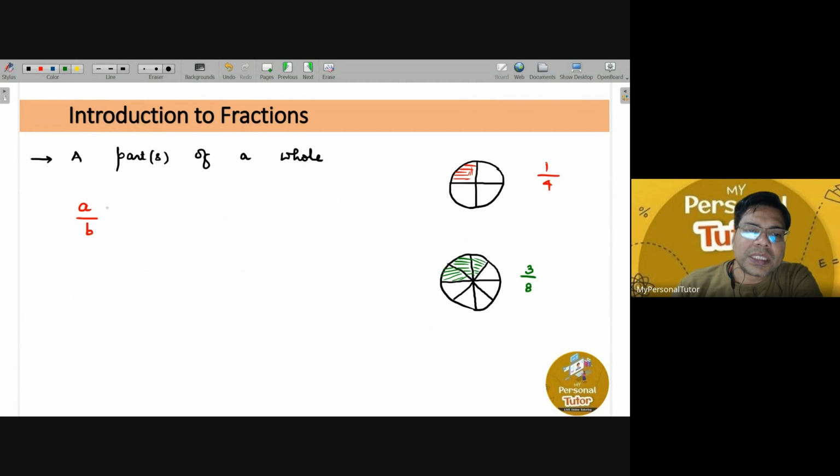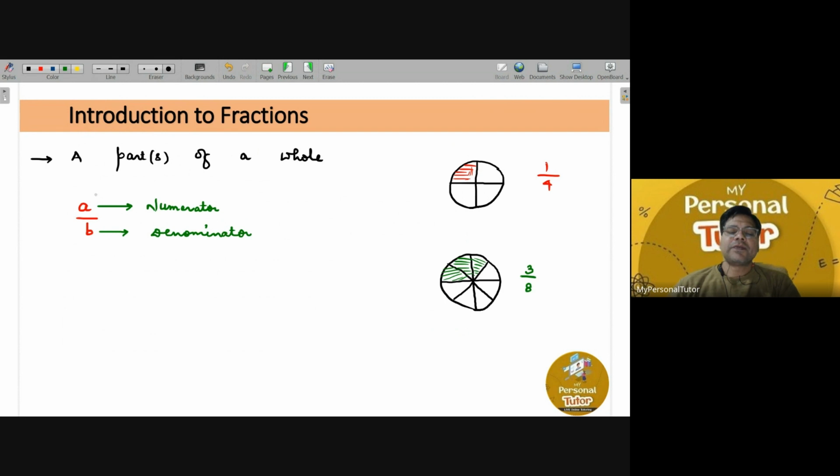Whatever you can see on the top, I am very sure all of you know, is called the numerator. Whatever you can see at the bottom is called the denominator. So this is a fraction. A fraction will always have a numerator and a denominator. Numerator means whatever you are considering.